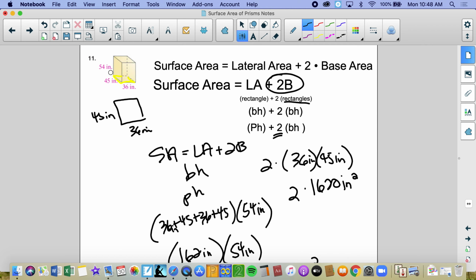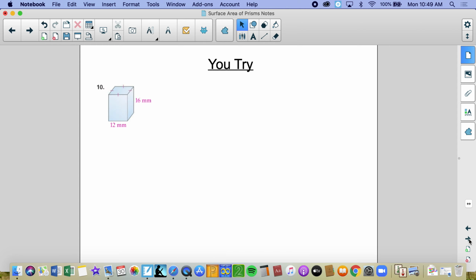Volume is inside, surface area is outside. It's like your skin. It's like the orange peel. It's like the cereal box. If you had the cereal box and you took the cereal out, that would be the surface area, the box that contains all the cereal. I like that example. All right, so that would be surface area of a rectangular prism.